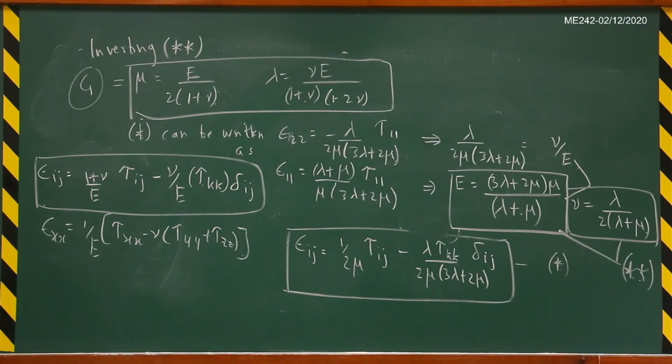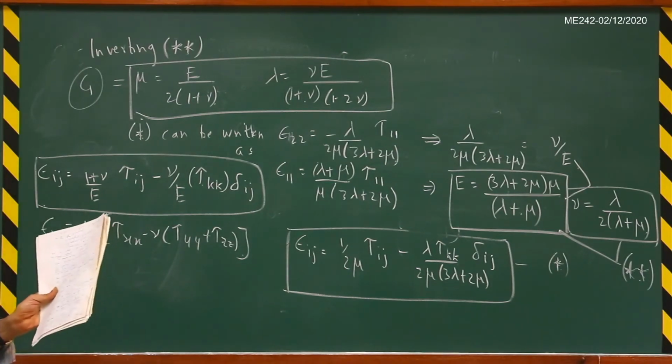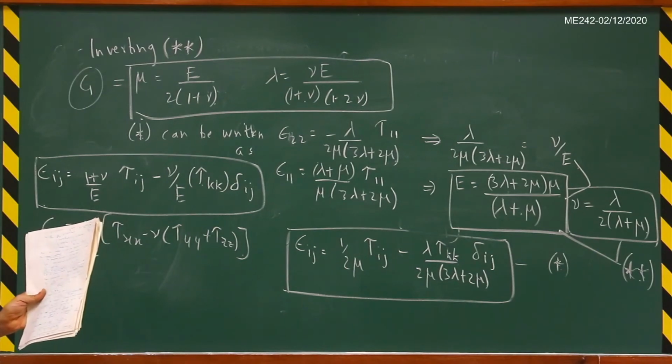So basically what we did is that we first assumed that the material is isotropic. Then we derived the most general form of the constitutive relation for an isotropic material.